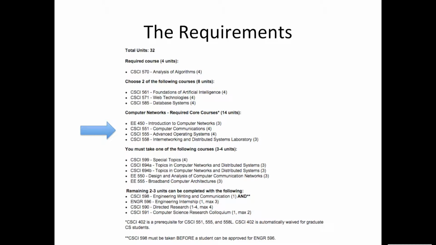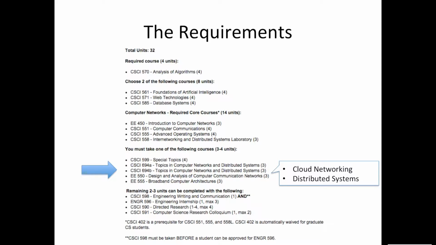In addition, you're expected to take the core courses in networks. These include an undergraduate level introduction to computer networks, an advanced course in computer communications, a course in operating systems, and a laboratory focused on internet and distributed systems. Students may then take one of the following courses, 3 to 4 units. And there are several courses listed here. In addition to the listed courses, we are developing classes in cloud networking and in distributed systems.